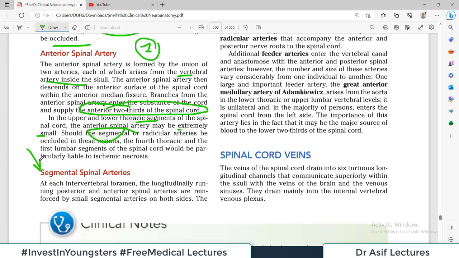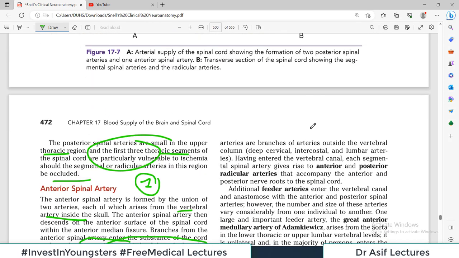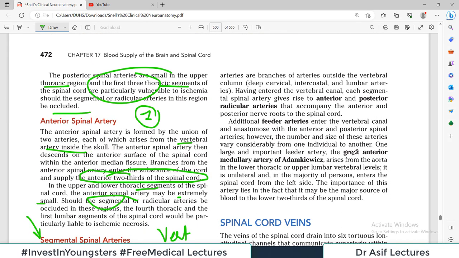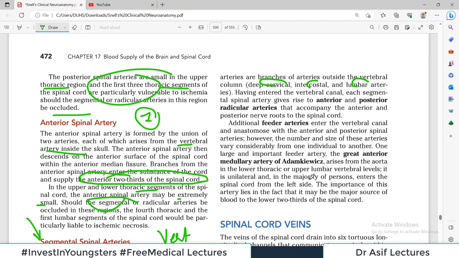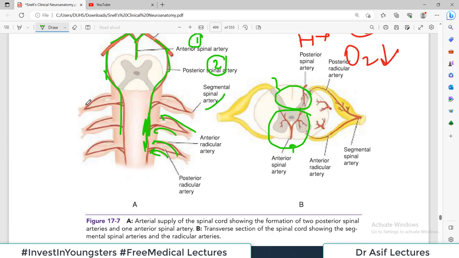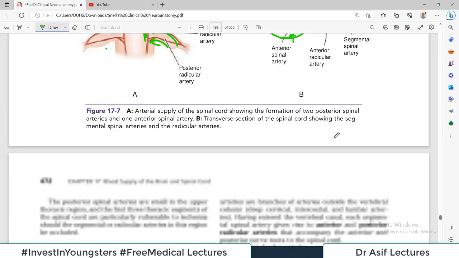Ab ye jo segmental arteries hain, ye hain kya? At each intervertebral foramina, the longitudinally running posterior and anterior spinal arteries, which are branches from the vertebral arteries, are reinforced by small segmental arteries on both the sides. These arteries are branches from, ye kahan se aati hain? They are coming from deep cervical, intercostal, lumbar arteries. Aur ye kehti hain, yaar hum bhi jayenge aur spinal cord ki blood supply ko strengthen karenge.